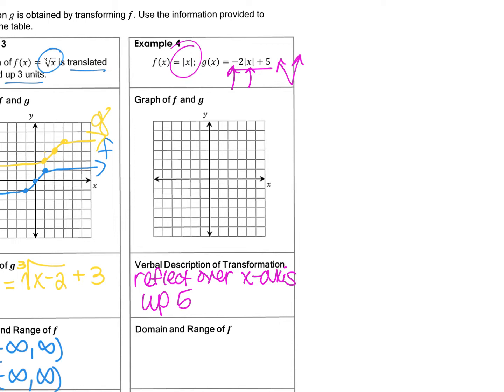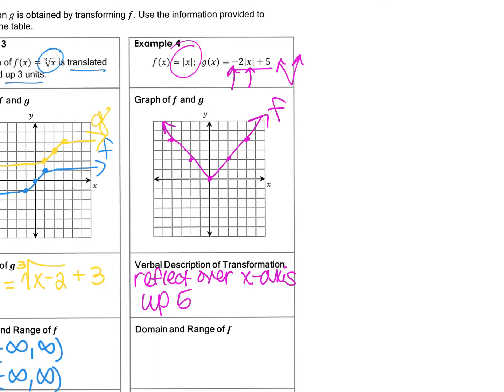All right, so let's go ahead and graph our parent function. So we did -2, 2, -4, 4, 0, 0, and then the same thing on the other side. So this is our parent function. And then we're going to use the transformations to find the new one.